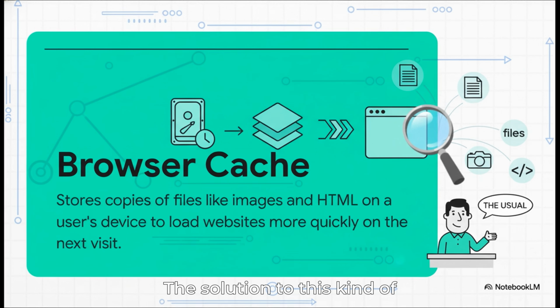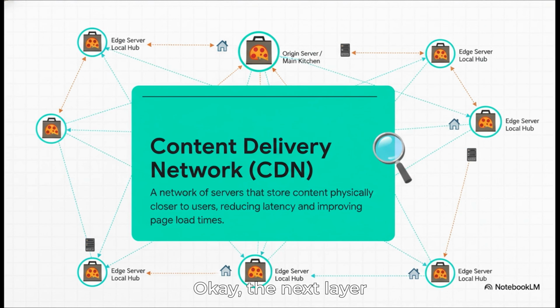The solution to this kind of repetitive work is caching. And the very first, fastest layer of caching is like a regular customer who knows exactly what they want. They don't even look at the menu. They walk in and say, "I'll have the usual." That's your browser cache. It saves stuff like images, logos, and bits of code right on your own computer. So when you visit that site again, it loads instantly without having to ask the server for everything all over again.